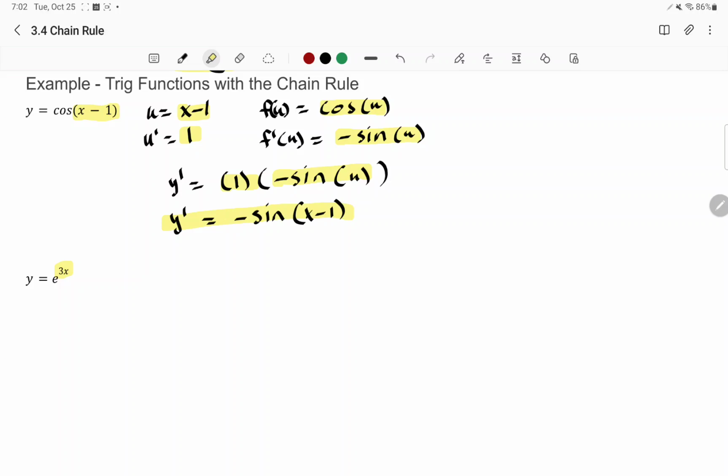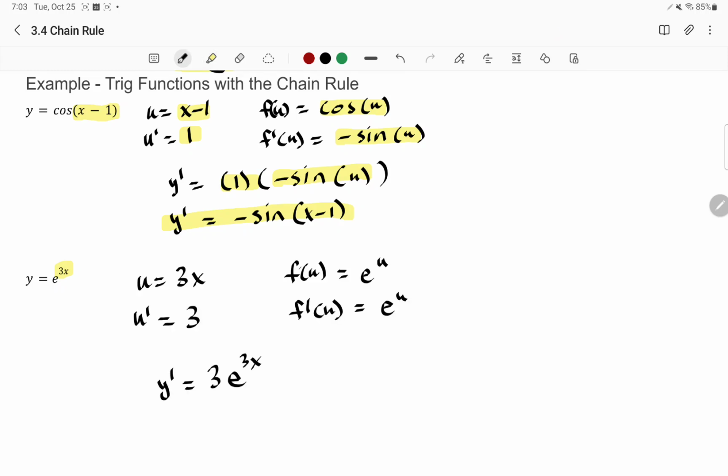And let's go ahead and take a look at e to the 3x. For e to the 3x, the inside function is 3x, the outside function is e to the u. Derivative of the inside, derivative of the outside, we go ahead and multiply those, and we get y prime, the derivative, is equal to 3 times e to the 3x. So fairly simple, as long as you can identify the outside and inside functions there.